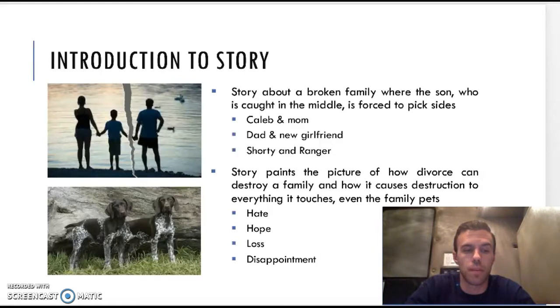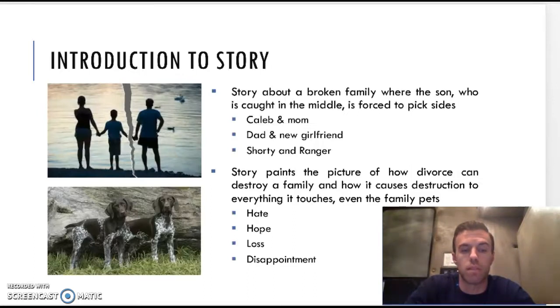We will see the family is no longer together, and now we realize this is going to be a story about a broken family where Caleb is now caught in the middle. Caleb lives with his mom while his father lives with his newfound girlfriend. The father had a pair of hunting dogs which are introduced at the beginning of the story, but now, since the dogs are no longer used for sport, they are living with the mom and Caleb, completely abandoned in a horse run. The story paints the picture of how divorce causes destruction to a family and essentially everything in its path.